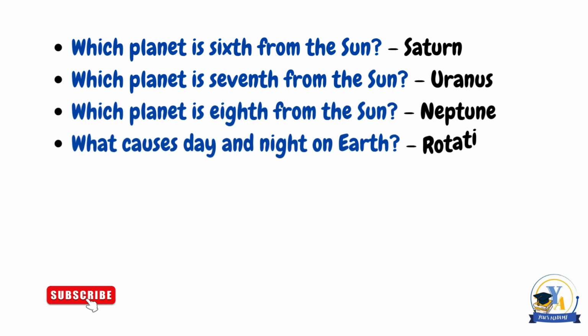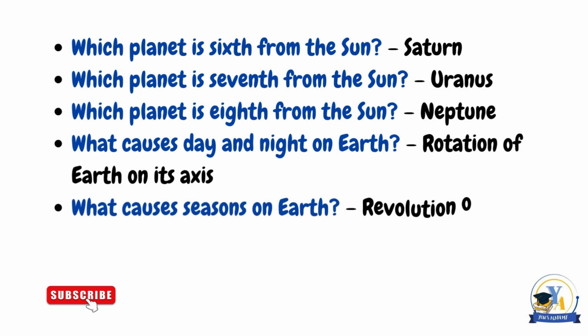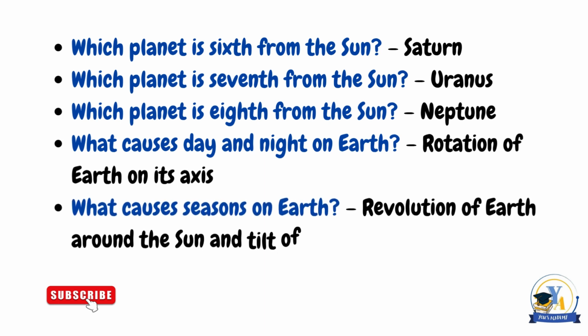Which planet is eighth from the Sun? Neptune. What causes day and night on Earth? Rotation of Earth on its axis. What causes seasons on Earth? Revolution of Earth around the Sun and tilt of its axis.